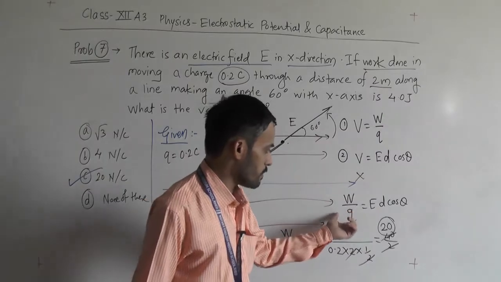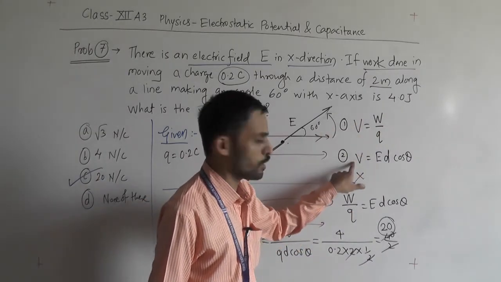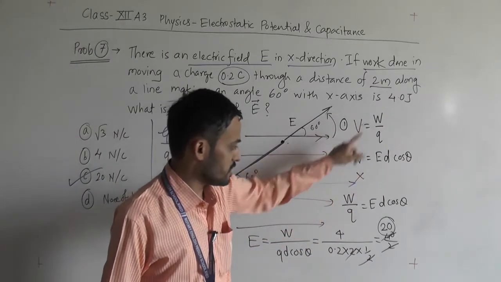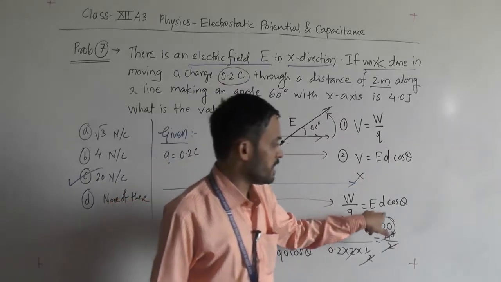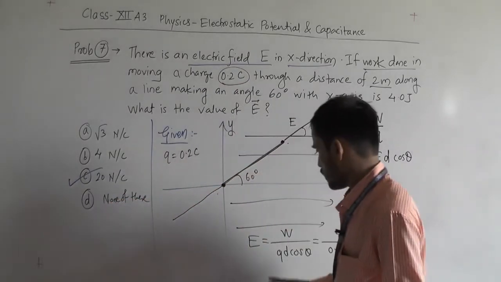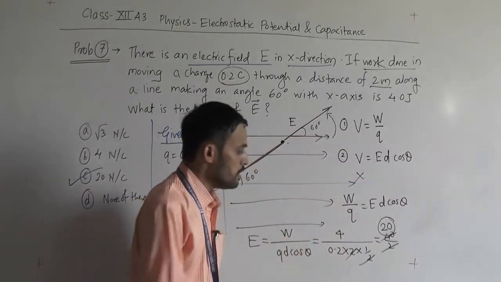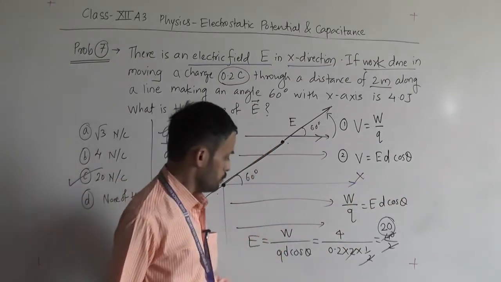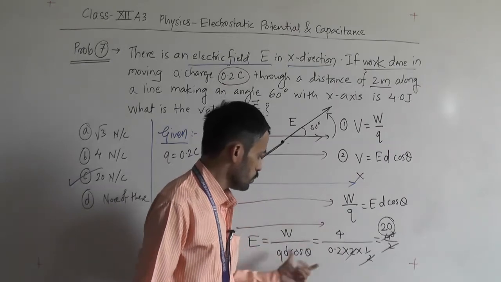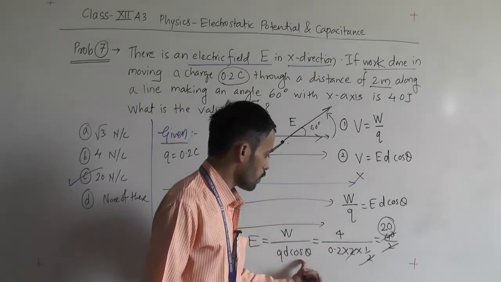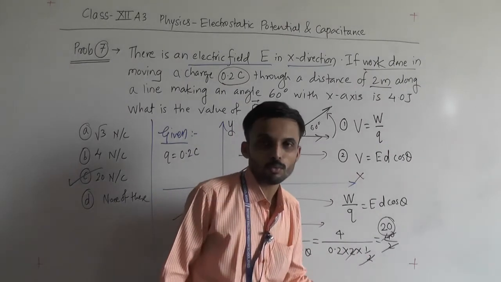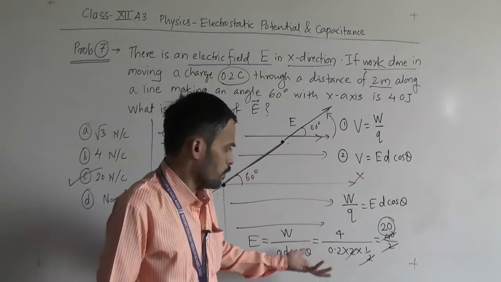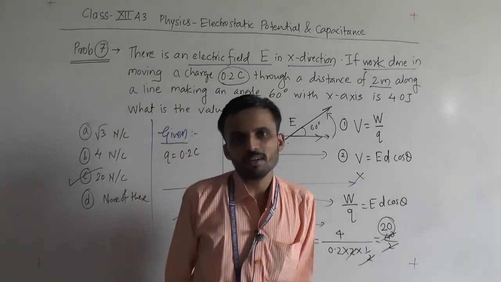So that only I have equated W upon Q. This is V, this is also V. So equating RHS, W upon Q is equal to ED cos theta. Then what I will get? E will be equal to W upon QD cos theta. And due to that, W for Q, 2 D, 2, cos theta, cos 60, that is 1 by 2, and so on, and then we can get our answer.